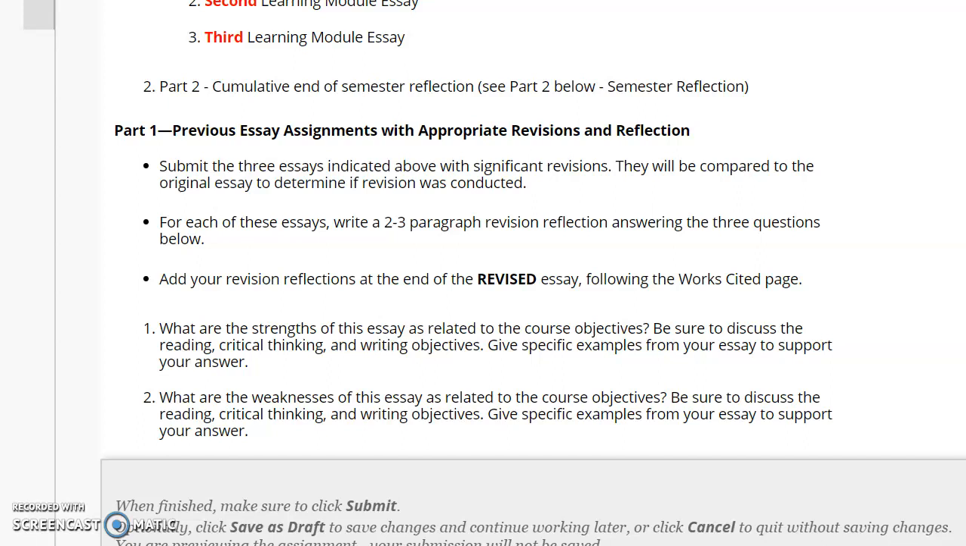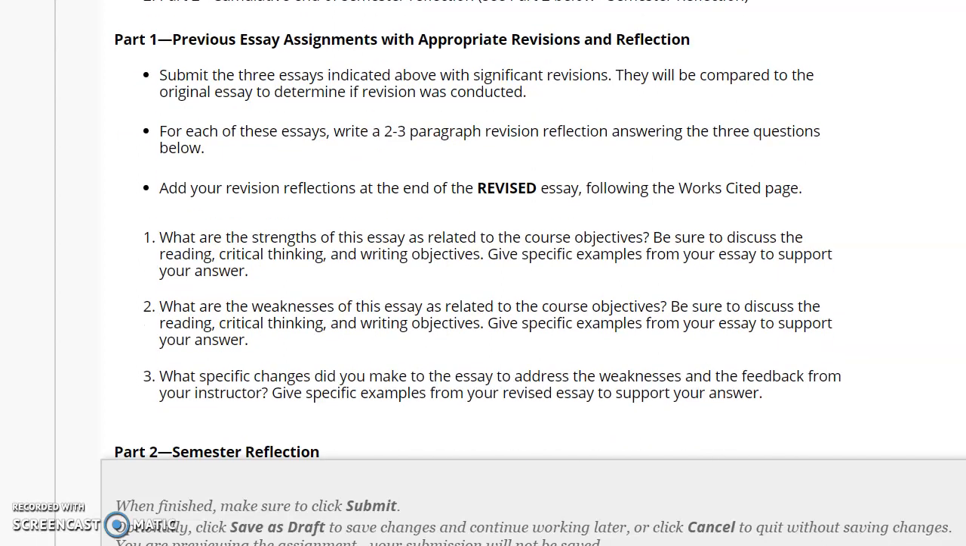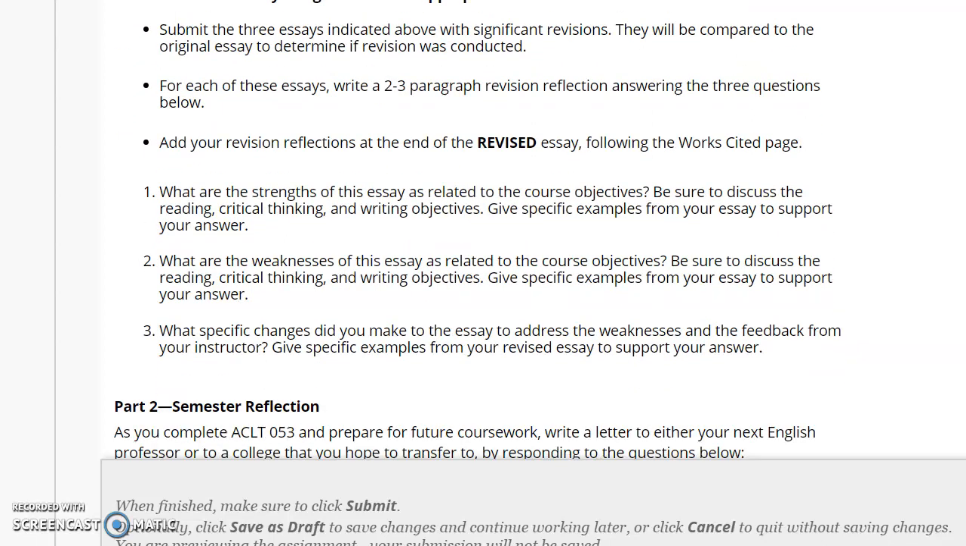1. What are the strengths of this essay as related to the course objectives? Think about the critical thinking and the writing objectives and give examples, specific examples from your essay to support your answer. 2. What are the weaknesses of this essay as related to the course objectives? Be sure to discuss the reading, the critical thinking, and the writing objectives. Give specific examples from your essay to support your answer.